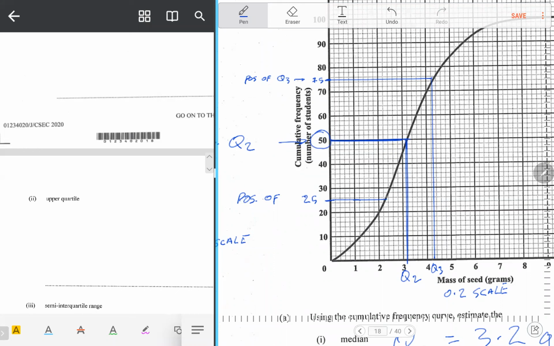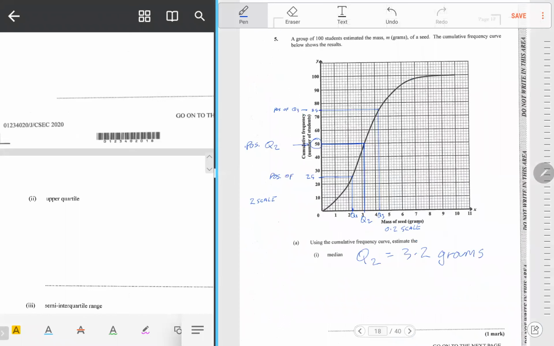All right, so right there is Q1. Remember, every line down here now is 0.2. That is 2.3, right? Yes, sir. Q1 is 2.3. Make sure you read the scale properly. Q1 is 2.3.